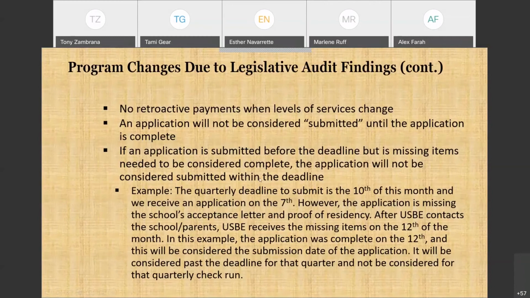And here's a good example. We've had this quite a bit, where we get an application that is missing just 1 or 2 documents, but it was submitted before the deadline, and then they provide the rest of it a few days after the deadline. And so this is the one thing that we're trying to avoid for sure. So I'll give you an example of this one.